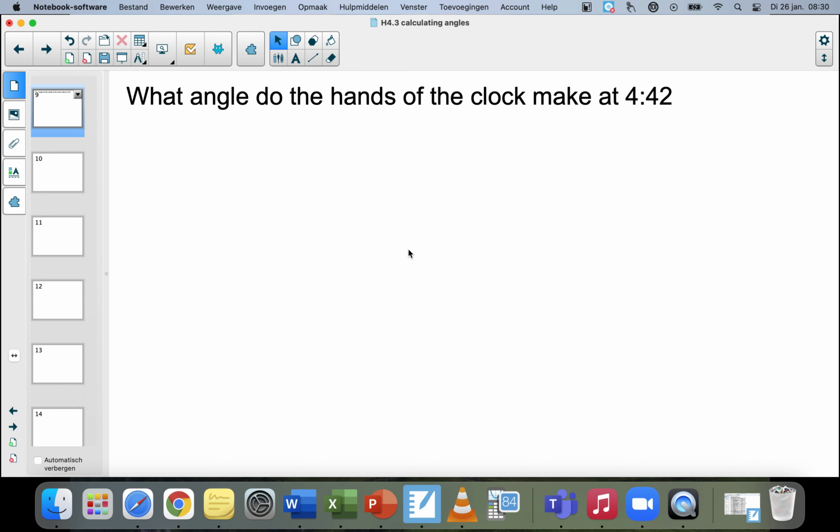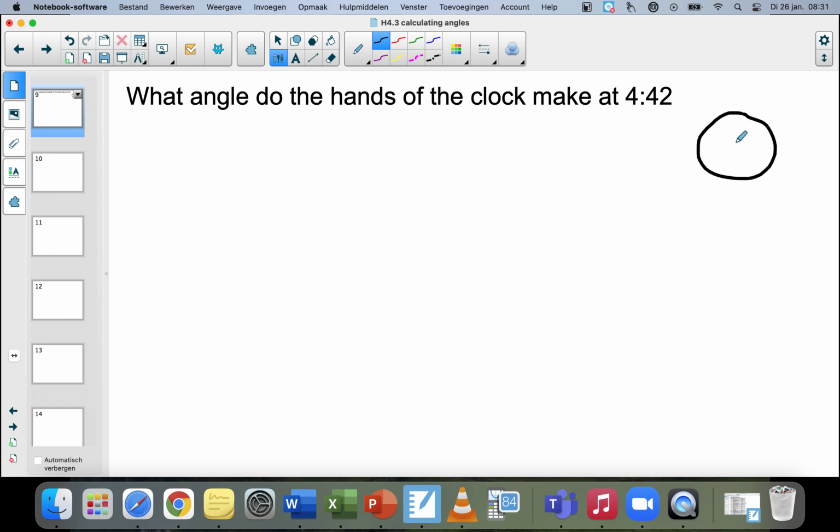In this video, I'm going to show you how to calculate the angle of the hands of a clock at a certain time. In this case, the question we'll try to answer is what angle do the hands of the clock make at 4:42? So to start with that, first we're going to look at what the clock approximately looks like at 4:42.